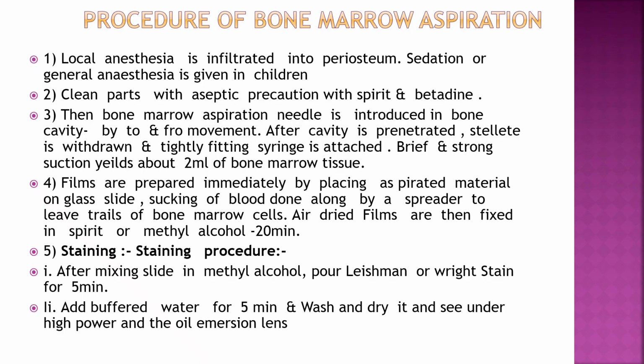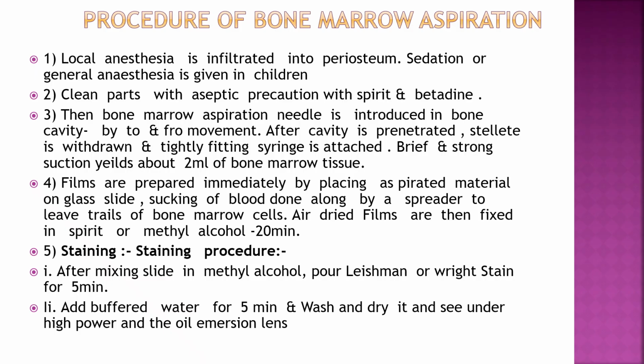Then clean the parts, like if you are taking for adults the body of the sternum, or for the child medial aspect of the tibia or iliac crest, then clean the parts with aseptic precaution with spirit and betadine. Then the bone marrow aspiration needle is introduced into the bony cavity by to and fro movement. After the cavity is penetrated, the stylet is withdrawn and a tightly fitting syringe is attached.